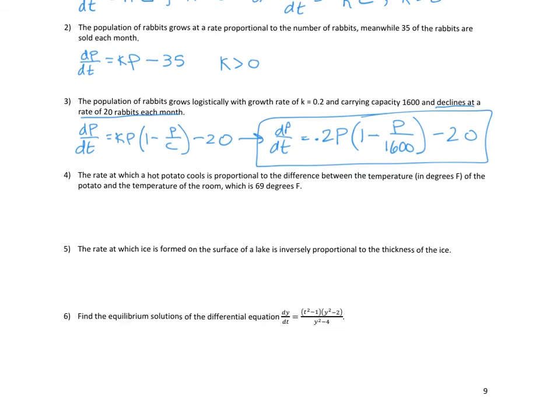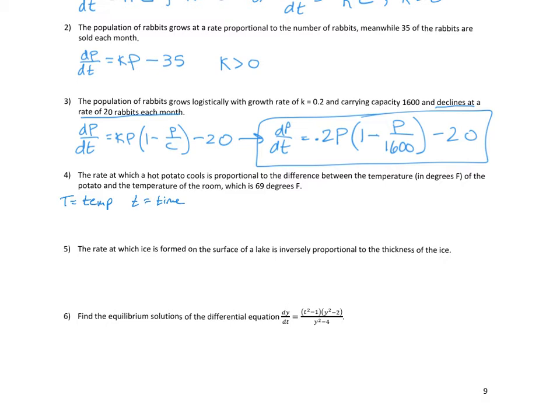Okay, the rate at which a hot potato cools is proportional to the difference between the temperature of the potato and the temperature of the room, which is 69 degrees Fahrenheit. Okay, so let's let capital T be temp and little t be time. You noticed earlier, I didn't define my variables in all of these, but sometimes, like for this one, it's confusing because there's two different kinds of T. So I'm just going to take the time to write down what they mean.